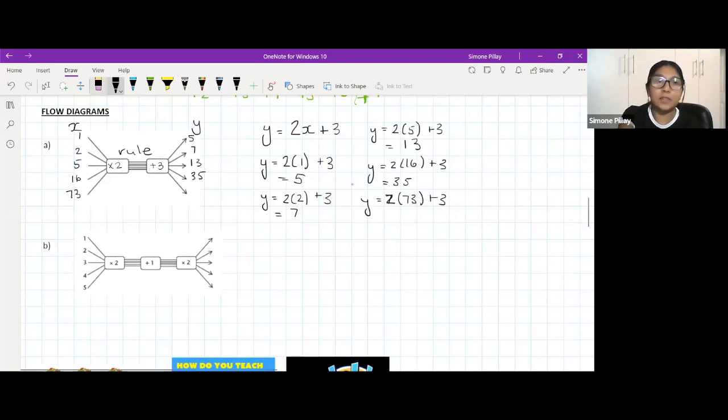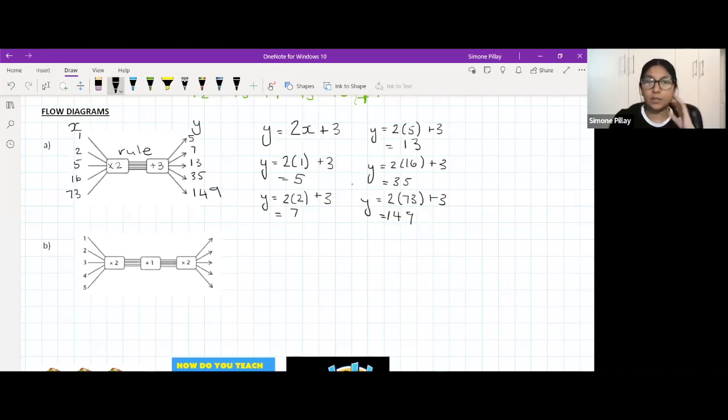I just want to fix my 2. It looks horrendous. Okay, 2 times 73 plus 3. 2 times 70 is 140 plus 2 times 3 is 6, so that's 146, plus 3 is 149. Did anybody in the chat get the same answer as me? Yes, I see 149 somewhere in there.